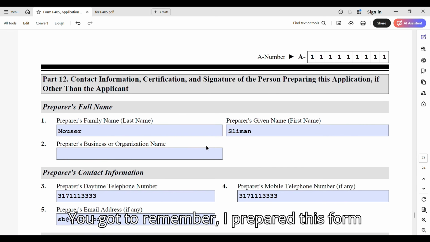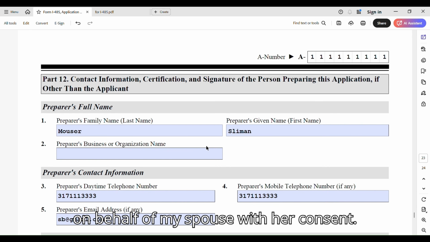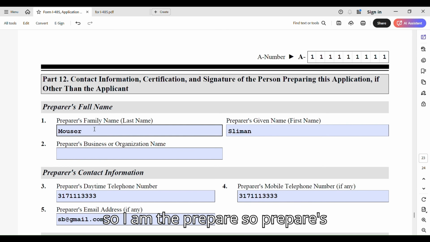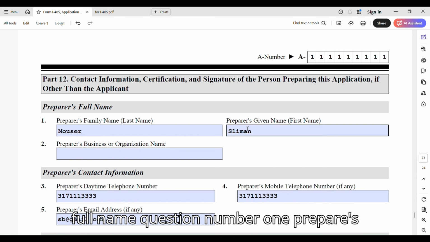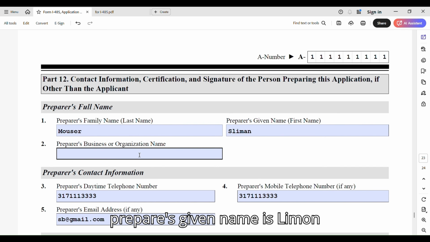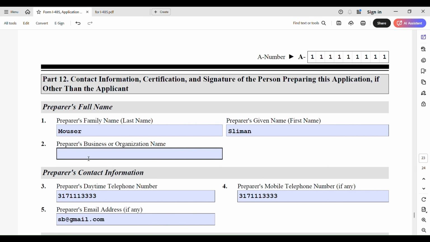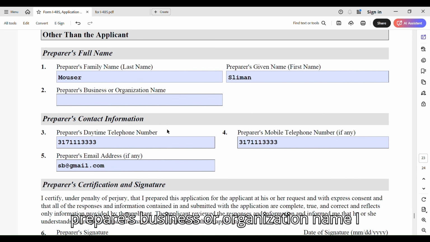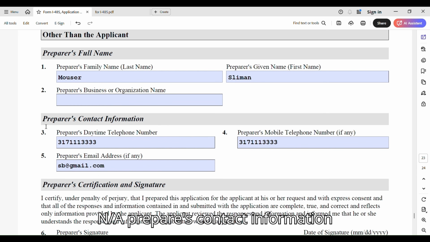You have to remember, I prepared this form on behalf of my spouse with her consent, so I am the preparer. Question number 1, preparer's full name, it's me, which is Mauser. Preparer's given name is Sliman. Preparer's business or organization name, I don't have one, I can leave it blank or put NA.